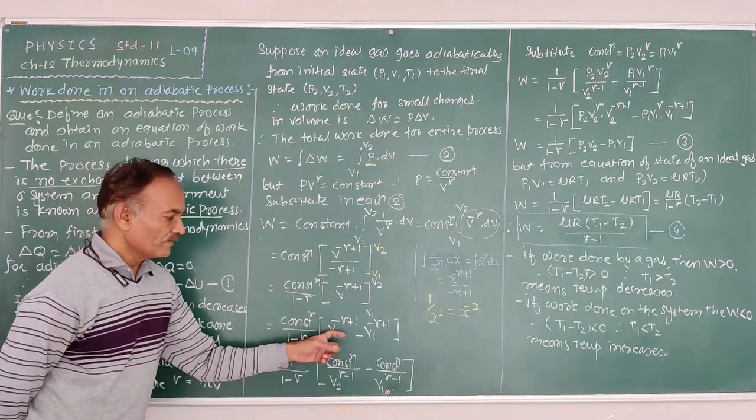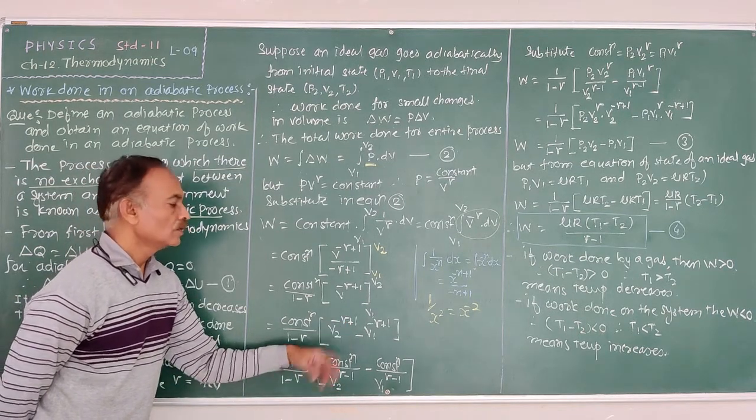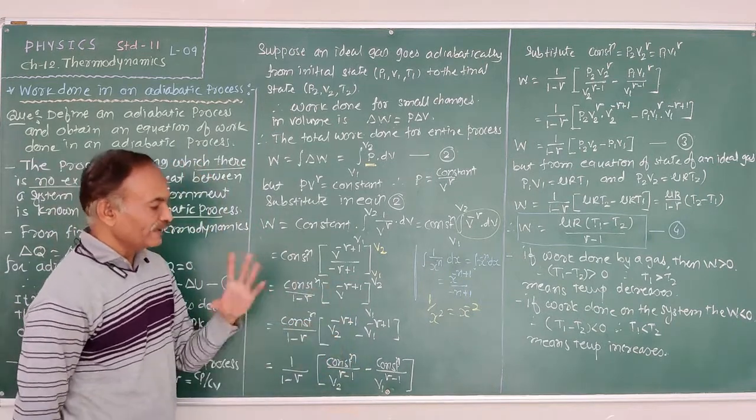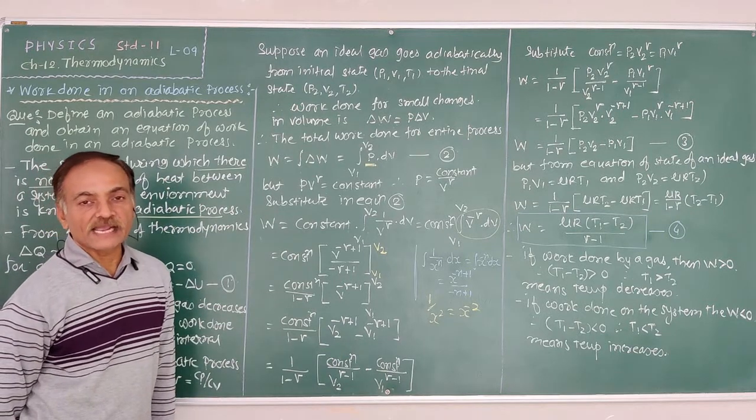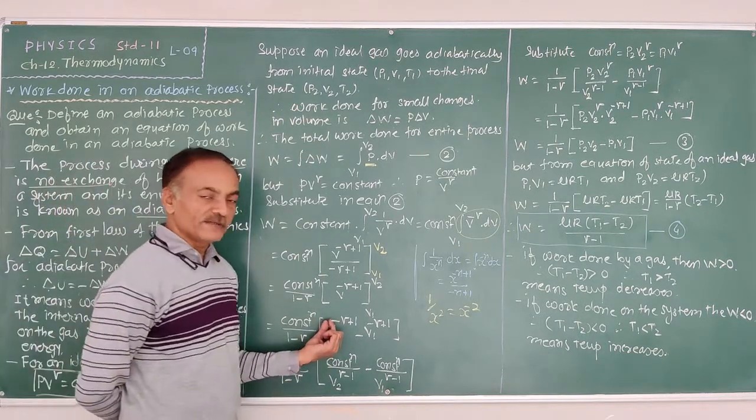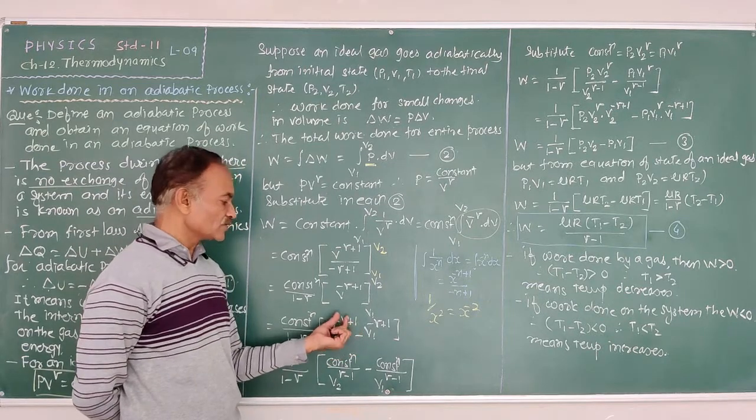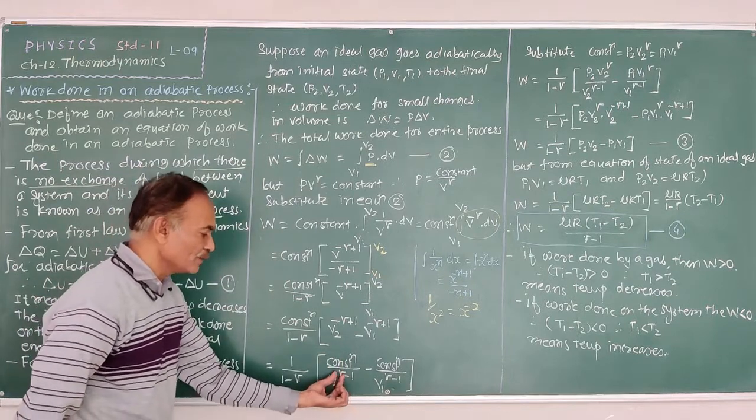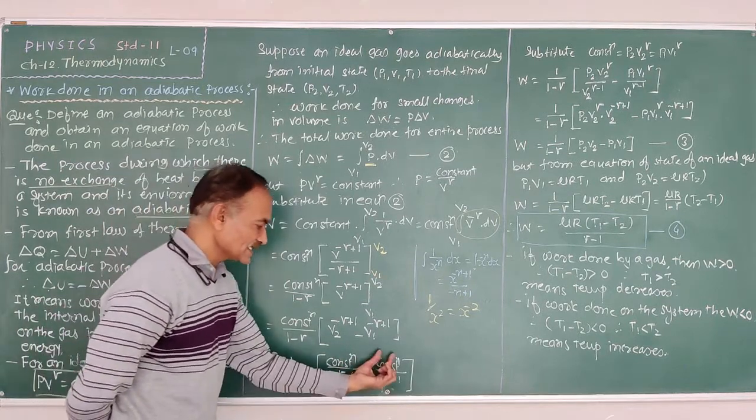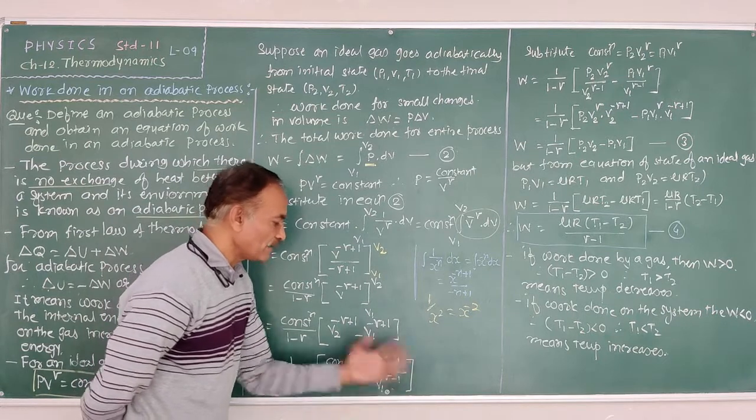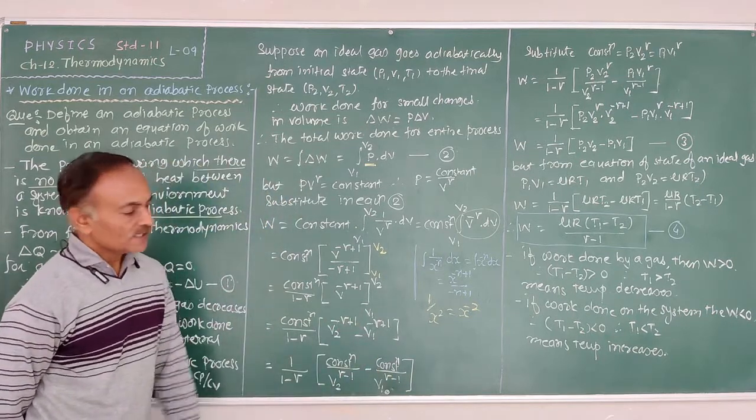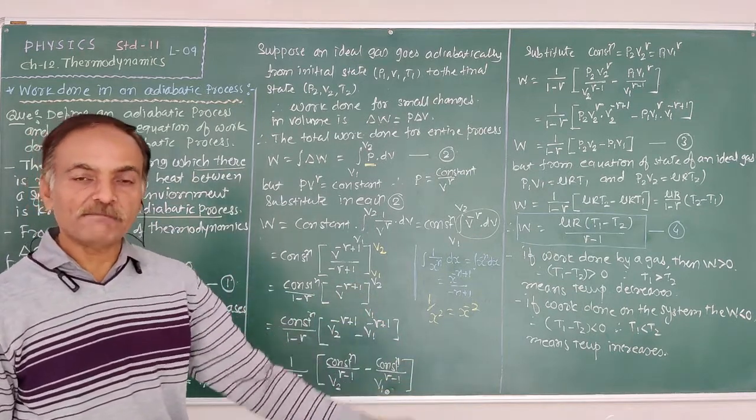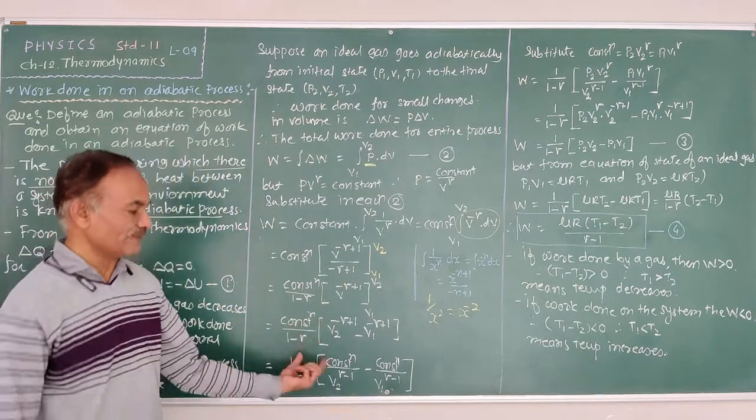Constant upon V2 to the power gamma minus 1. We take this term in the denominator, therefore the power again becomes negative. So now in the numerator gamma is negative, 1 is positive; in the denominator gamma is positive, 1 is negative. Therefore, constant upon V2 to the power gamma minus 1 minus constant upon V1 to the power gamma minus 1. Keep in mind that the simplification here is quite difficult, but if we go step by step and understand each and every step, it is very easy.